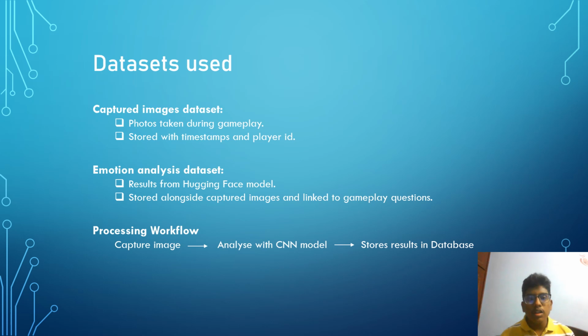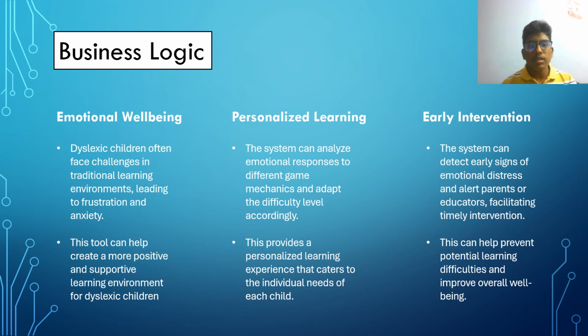The workflow of the datasets is like this: the captured images are stored as a single dataset, and then after the analysis of the CNN model, the result and the analysis from the CNN model are stored as another dataset. The business logic of the project is like emotional well-being. Dyslexic children often face challenges in traditional learning environments, leading to frustration and anxiety.